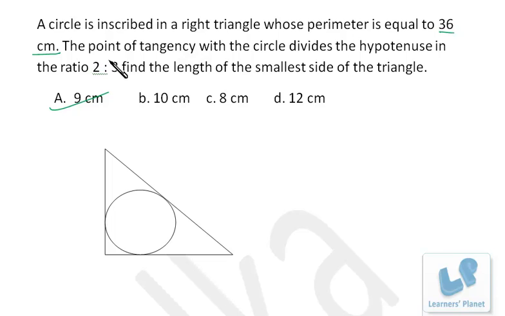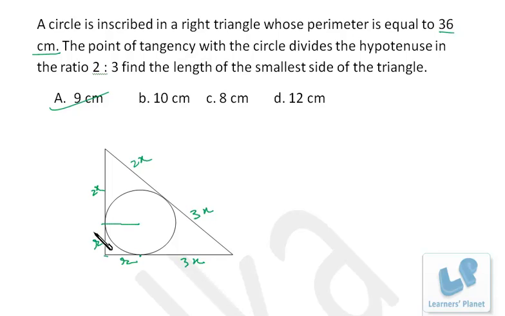Now let's try. The point of tangency with the circle divides the hypotenuse in the ratio 2:3. So this must be 2x and this must be 3x. So if this is 2x, this will be 2x. If this is 3x, this will be 3x, right? And this I assume to be r, and simultaneously this will also be r, right?